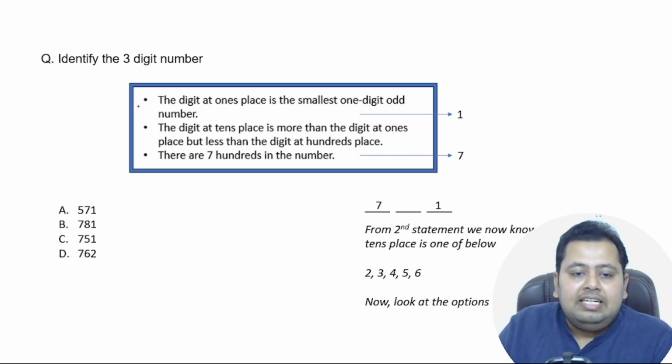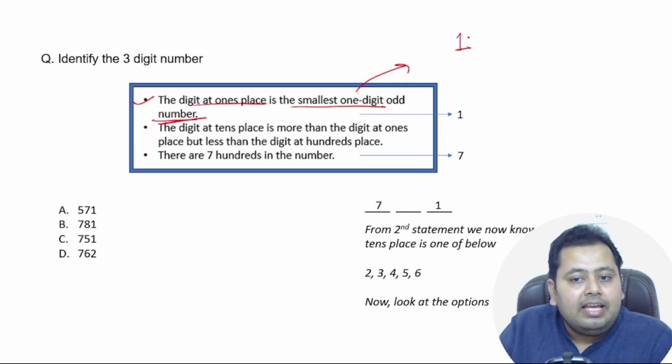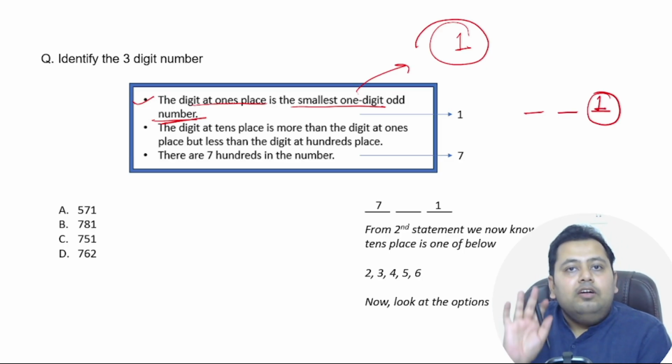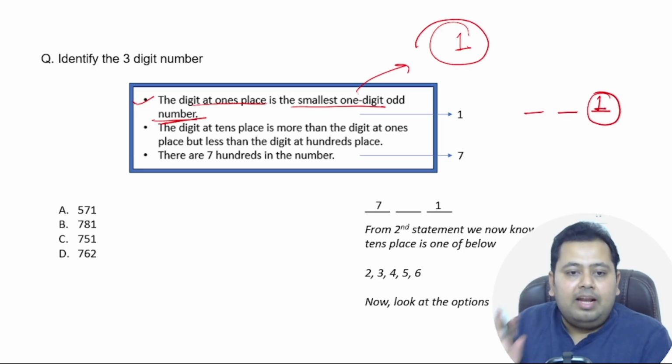So the first sentence says the digit at one's place is the smallest 1-digit odd number. What is the smallest 1-digit odd number? The smallest 1-digit odd number is nothing but 1, right? So pretty directly, the first sentence says that the number at one's place is 1. So now we have the one's place, we know what the number is.